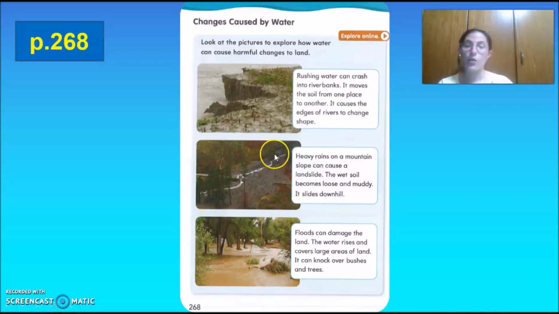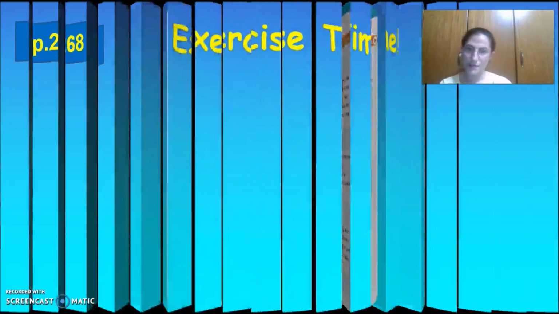And then the landslide, when the soil starts to slide down, what happens? It causes a landslide and changes the shape of the mountain. And the rushing water, when it hits the riverbank, what does it do? Excellent, it carries away with it bits of the soil from one place to another, causing a change to the shape of the riverbank, or to the edges of the river. Clear? So far so good? So that's how the water causes changes to the land. Clear? And they are harmful changes. So far so good? Let's move on.